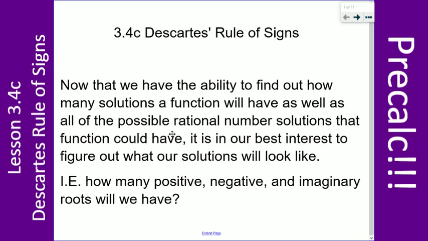So again, using that rational roots test, we want to find out all of the possible rational solutions. And then now we want to see, what can our solutions look like? What can our solutions sort of take the shape of? And when we do that, we want to say, okay, how many of each of these can we have? How many positive roots can we have? How many negative roots can we have? How many imaginary roots can we have? And that's what Descartes' rule of signs allows us to do.